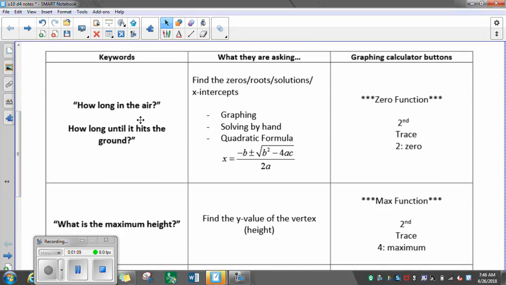If it asks how long it is in the air, or how long until it hits the ground again, you're looking for the zeros. You can use graphing, you could solve it by hand with factoring, or you can use the quadratic formula.